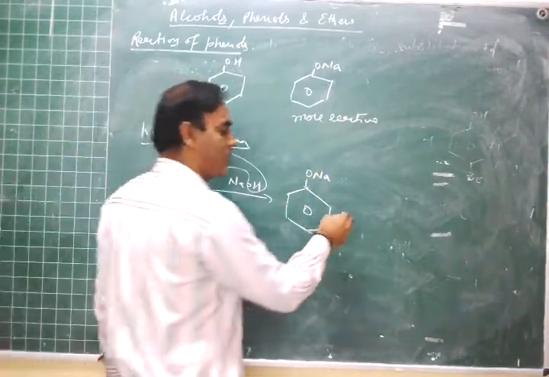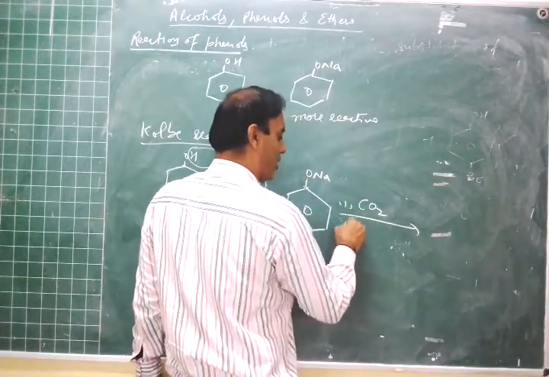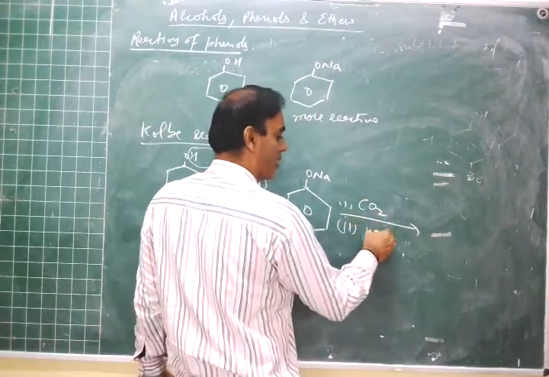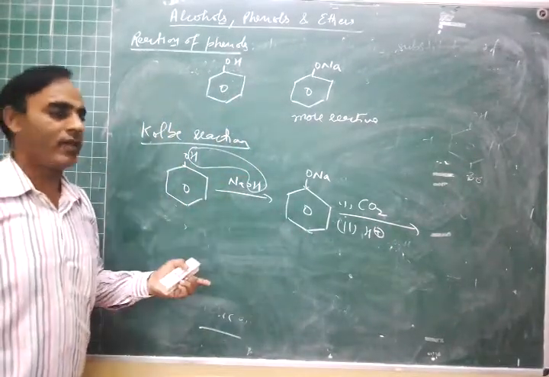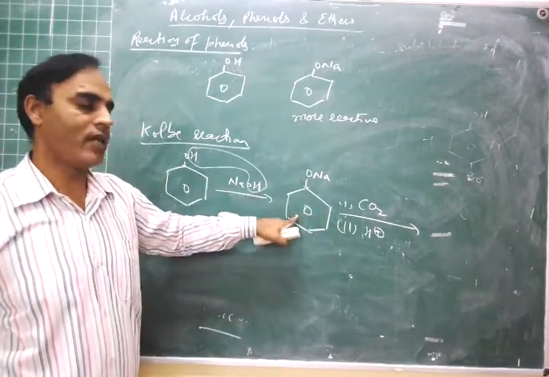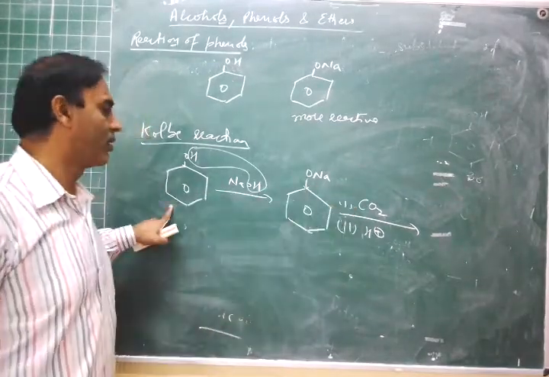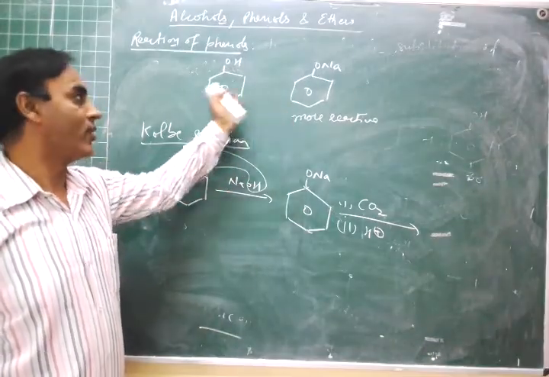And then it is reacted with the CO2 molecule, and the second reaction is done with H plus ion. Now CO2 is a weak electrophile. So a weak electrophile can react with sodium phenoxide. It cannot directly react with phenol. That's why sodium phenoxide is more active than phenol.